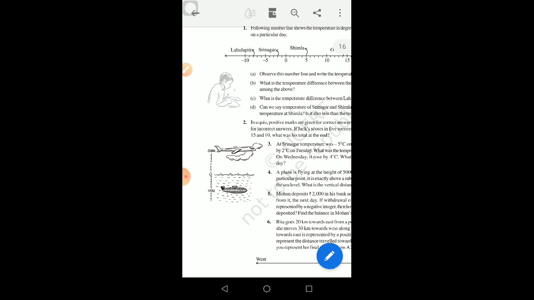5000 minus the negative of 1200, that is, 5000 minus minus 1200. Negative of negative is positive. So 5000 plus 1200, and our result is 6200.